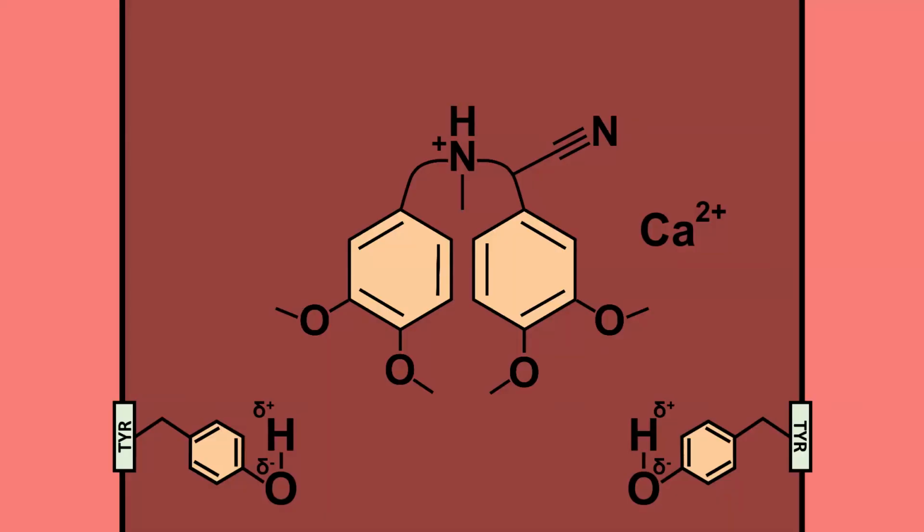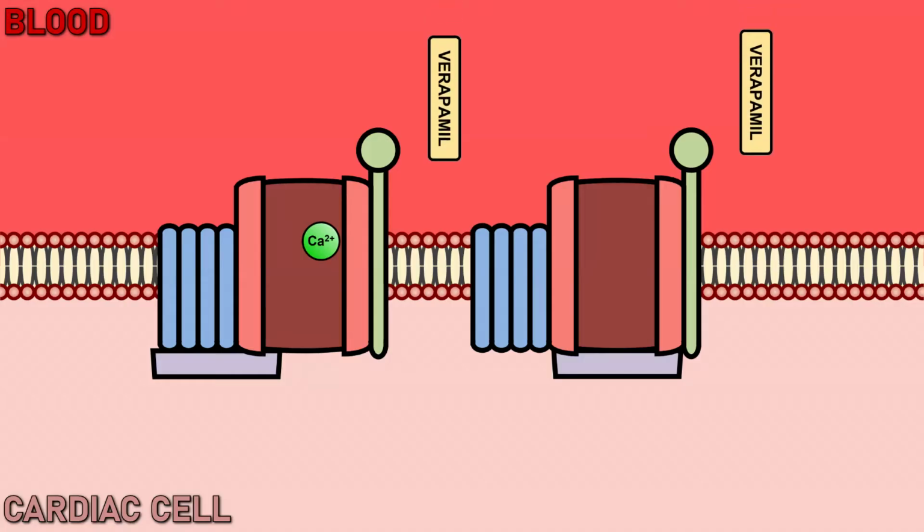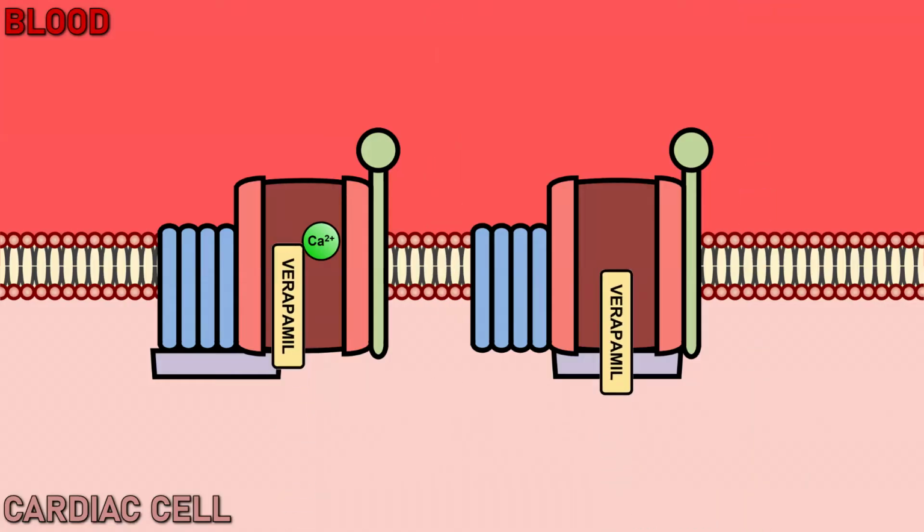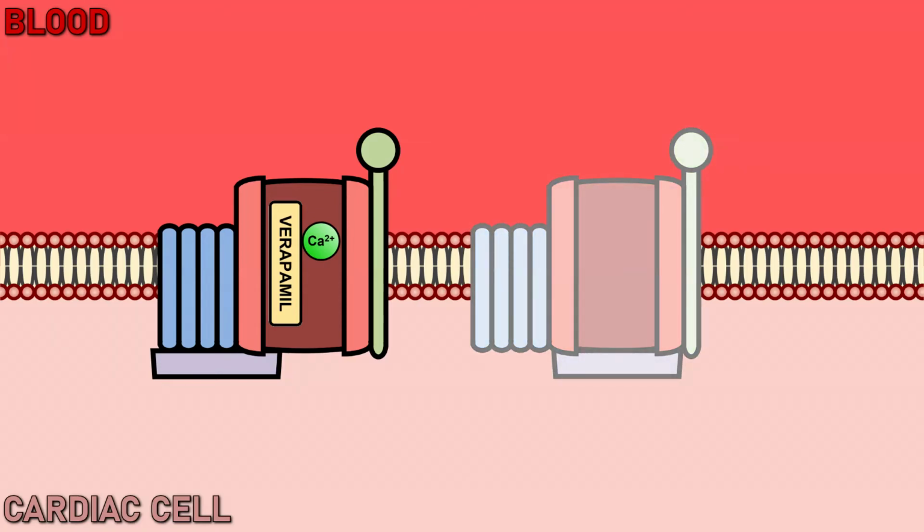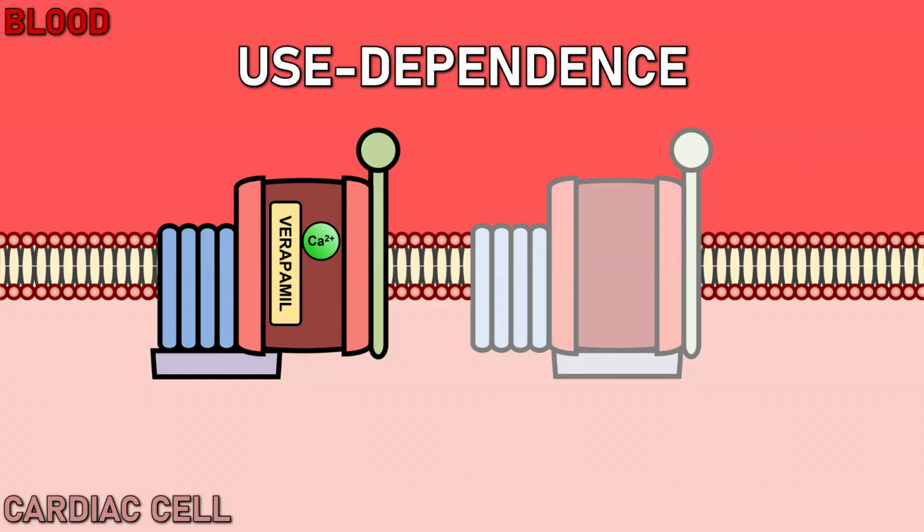The meta-methoxy groups of each phenyl ring make a hydrogen bond to tyrosine residues. The nitrile group forms a coordinate bond with its lone pair of electrons to the calcium ion within the channel. This last feature is highly important. A calcium ion in the channel strengthens the bond with verapamil. In other words, verapamil preferentially binds to channels that are activated and open, a property called use dependence.